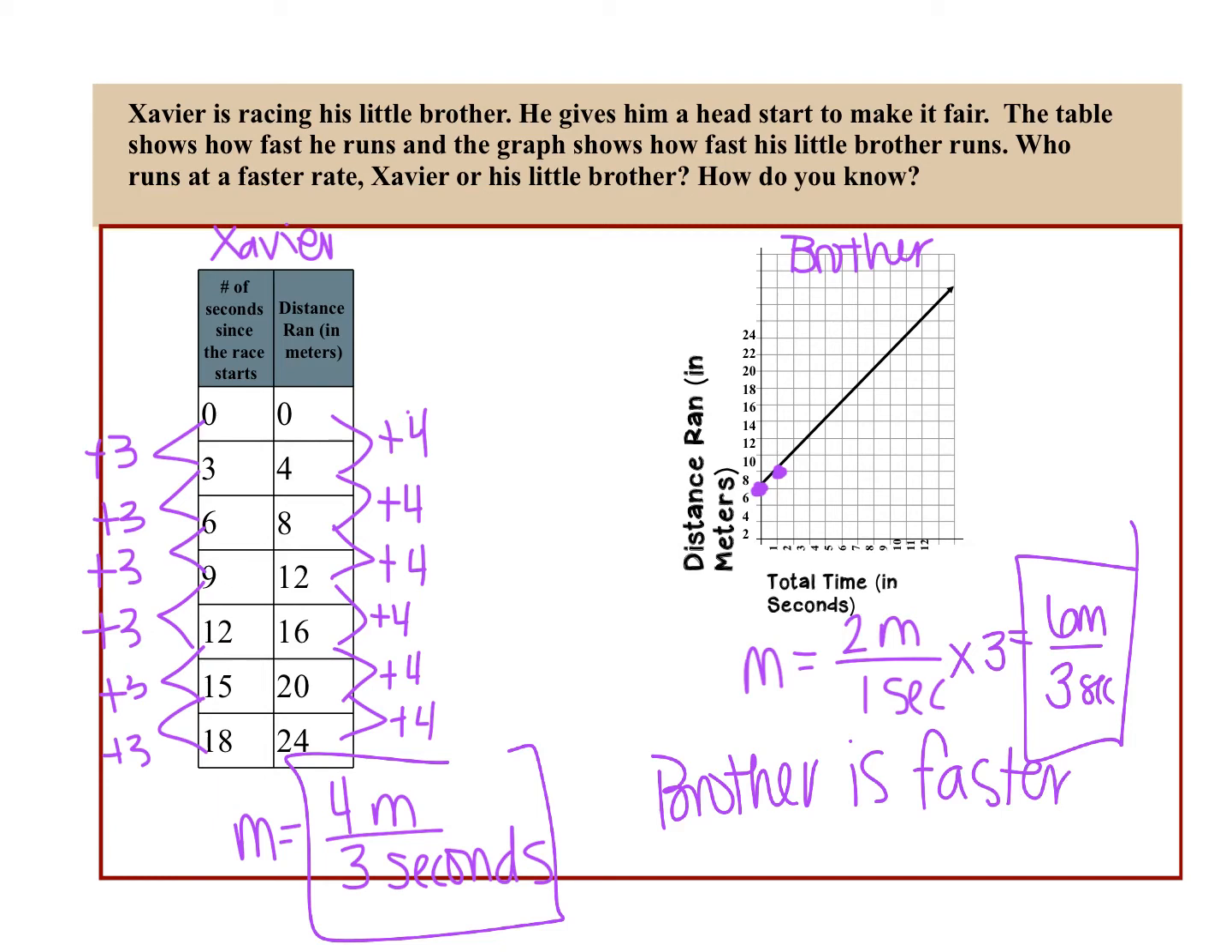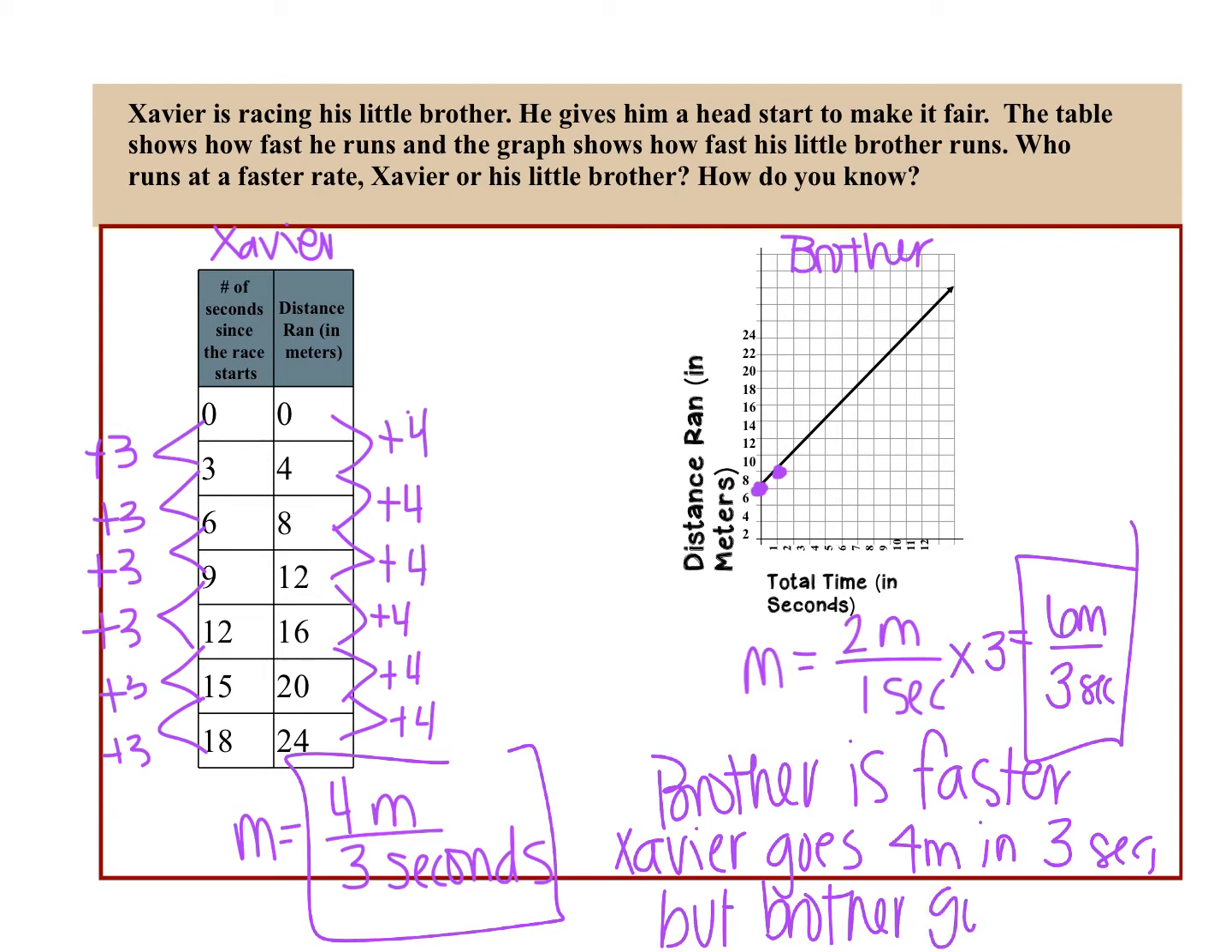And so how do I know? I'm going to use that exact thing: Xavier goes 4 meters in 3 seconds, but his brother goes 6 meters in 3 seconds. So he's covering more ground in the same amount of time.